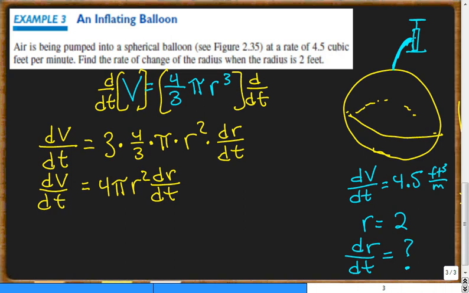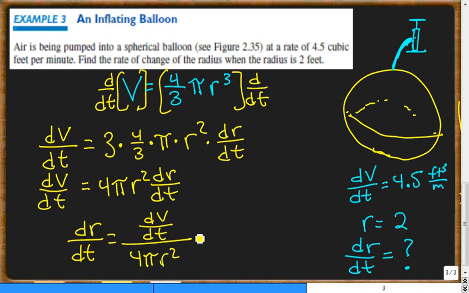Well, what we're looking for is dr dt. So we want to solve for that. So if we solve for that, we're going to divide by 4 pi r squared. So we're going to end up getting dr over dt is going to be the change in our volume over time, all divided by 4 pi r squared. Now we want to plug this in. dV dt is 4.5.